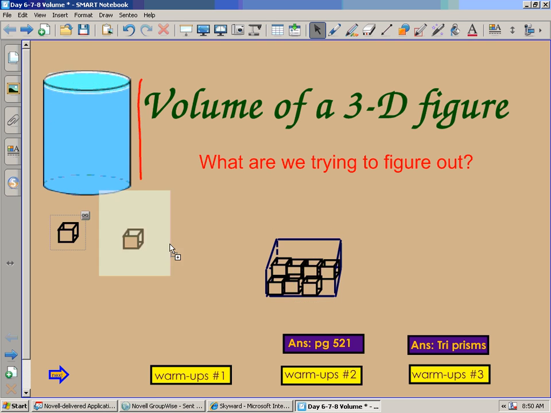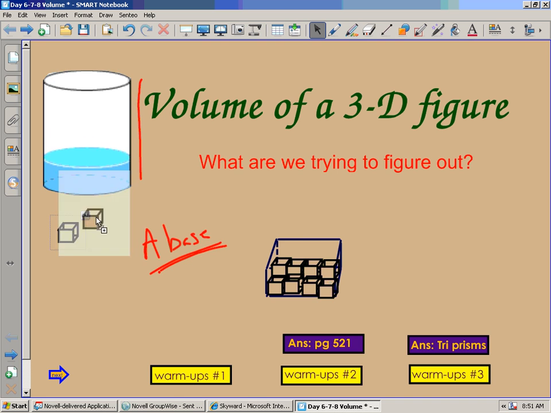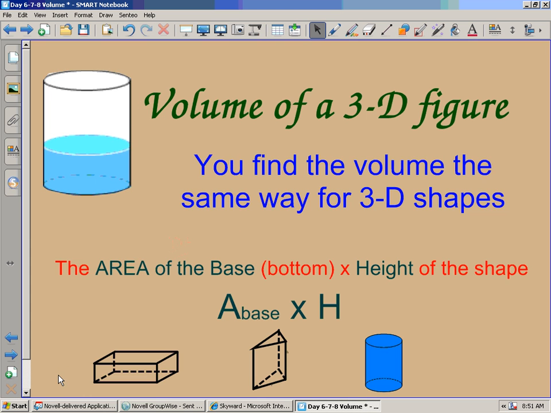Okay. Well, how many did it take to fill in that bottom level? You go, well, really, it's just the area of that bottom level. So we found the area of the bottom, which we call the base. Okay. Well, then I also want to figure out how many it takes to fill this thing up high. And it would take 2 to fill it up height-wise. So once I know the area of the base, I just multiply by how many boxes or how many cubes high it would be. Now that's our formula for all types of shapes.